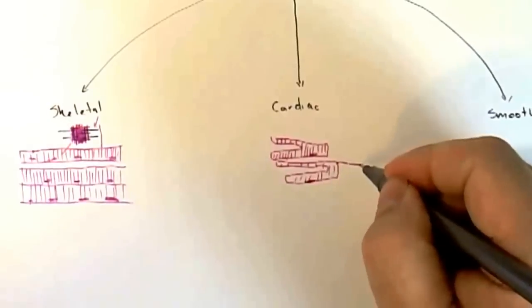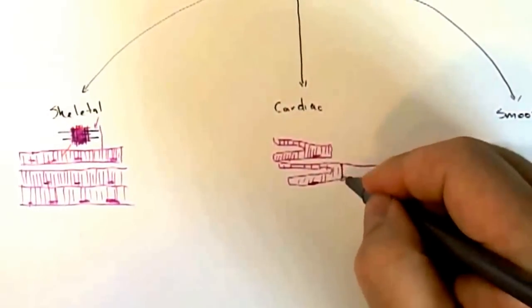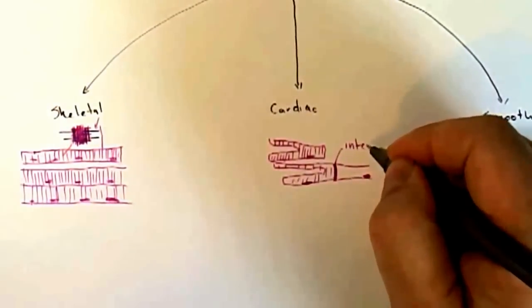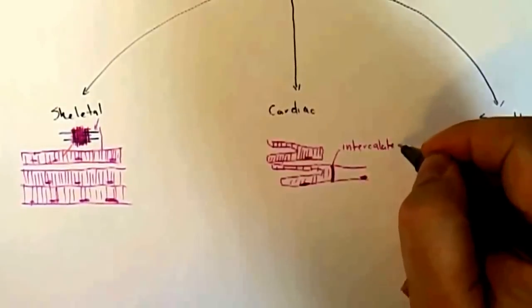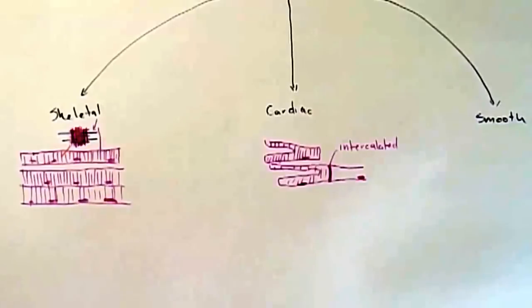And another thing you see when you see a joint between two cardiac cells is a really deep purple area. This is called an intercalated disc, or can also be pronounced intercalated disc. So that's cardiac muscle.